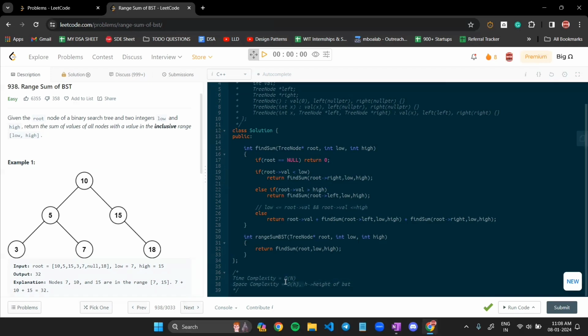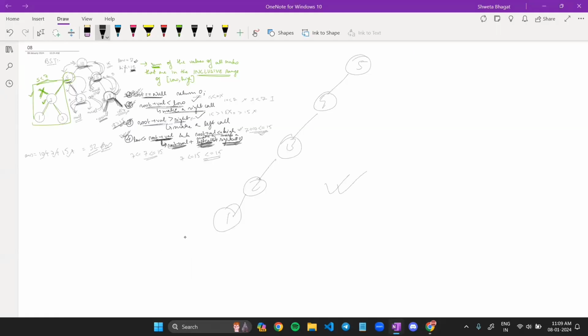And talking about the space complexity, we are not using any extra space from our end, but because we are making use of recursion, behind the scenes it's making use of the recursive stack. So it will cost us an order of h space complexity, where h is the height of the BST. Now, in the worst case, the height of the tree would be n, which is the total number of nodes. So the space complexity could also be order of n.